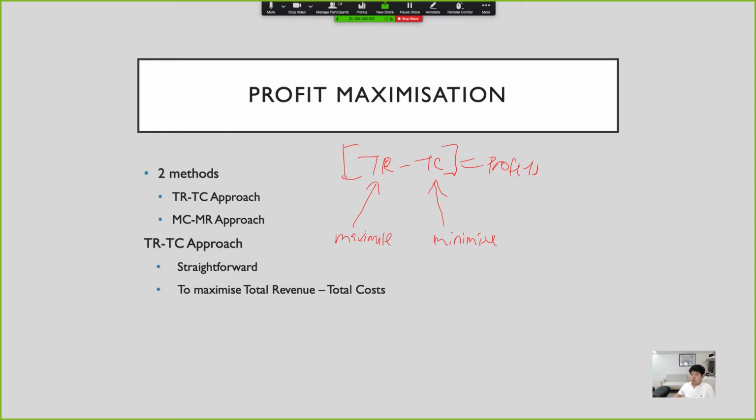Minimizing your total cost would be things like cutting down on your wages, cutting down on the cost of your raw materials, cutting down on the cost of your rental. That will be to minimize your total cost. So if you maximize the TR and minimize the TC, you will get the biggest profits that you can get. This is a very straightforward approach.